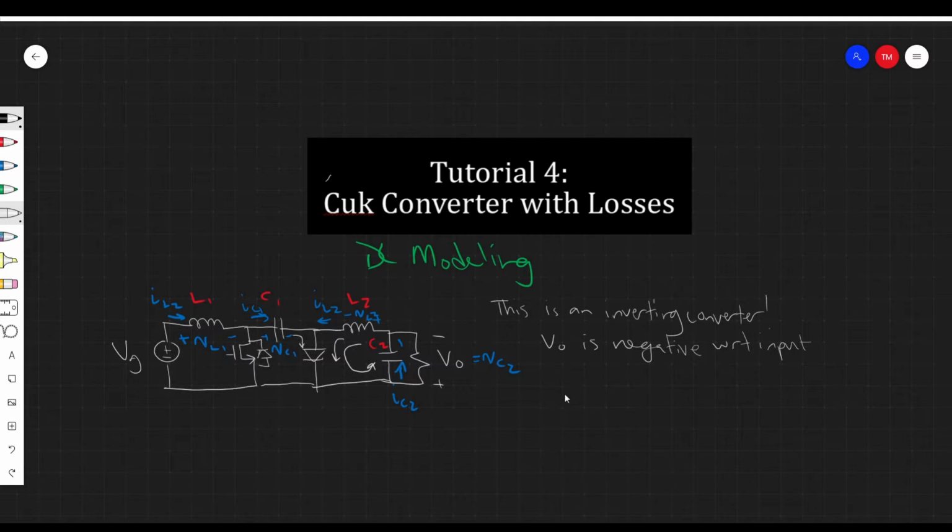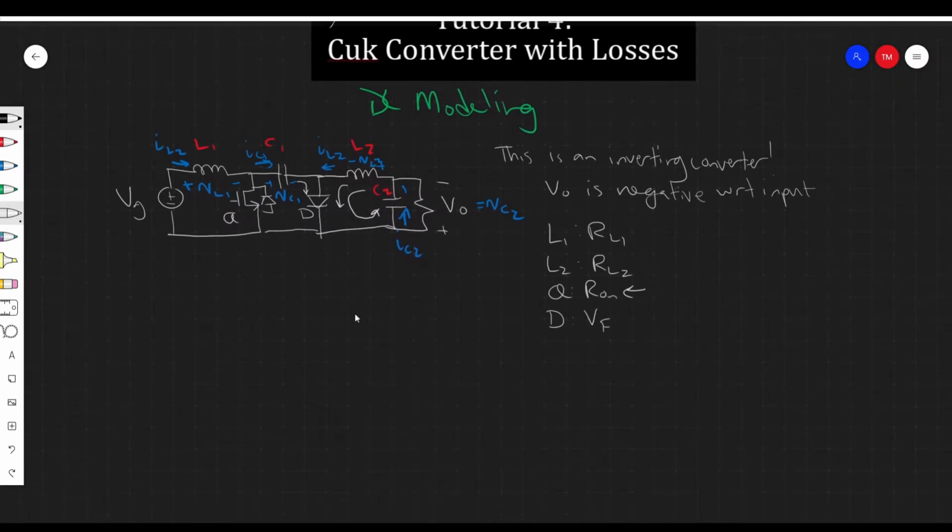Only conduction losses, right? So L1 is going to have a resistance RL1. L2 is going to have resistance RL2. Q, the MOSFET, is going to have an on resistance, R on. And the diode D is going to have a forward voltage drop. These are the only losses we're going to consider. And we're going to note that this is kind of the challenging loss to deal with, and we'll see why it's challenging when we get to this. This is all the information we need for now. So, let's get to it.